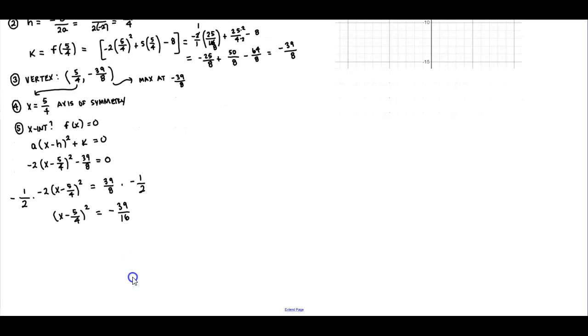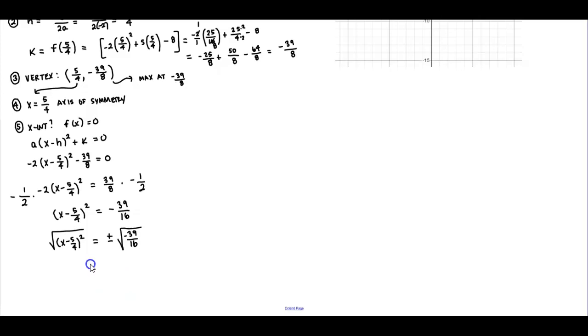Okay, so let's go ahead and continue here. So we need to take the square root of both sides. If we take the square root of both sides, we have x minus 5/4 squared, which is equal to plus or minus the square root of negative 39 over 16.